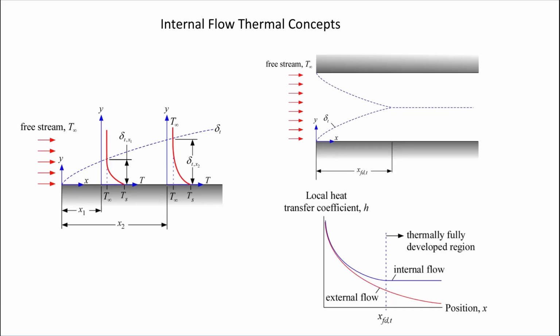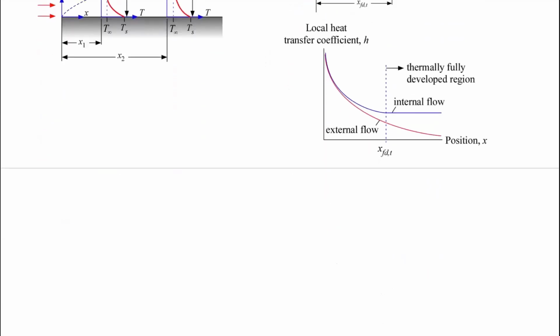Okay. So let's sketch the temperature profiles internally here. This is about as far as we'll get today. So here's our duct. Okay, so let's pick a few locations and draw the temperature profile. So we have coming in our boundary layer, it's growing. The boundary layer is growing. Eventually it meets in the middle. And then it's like this.